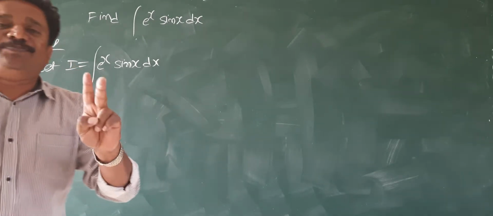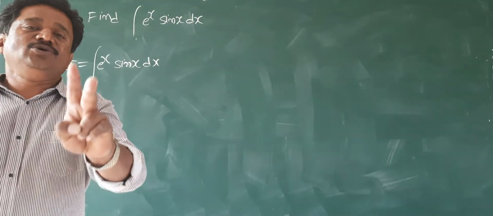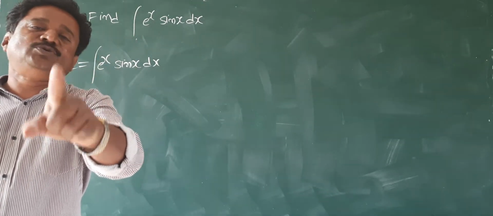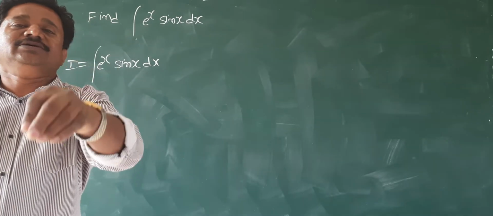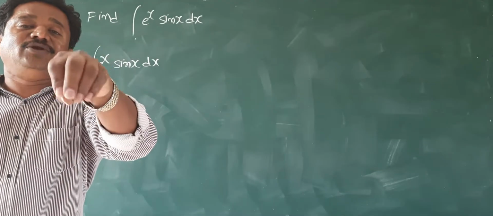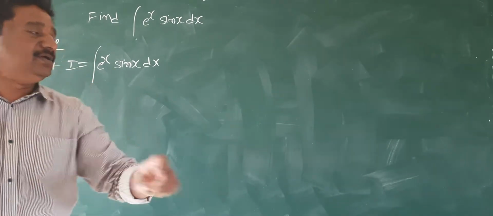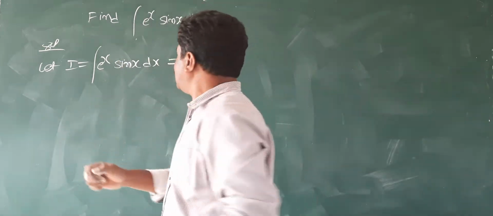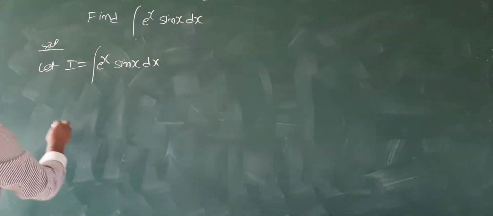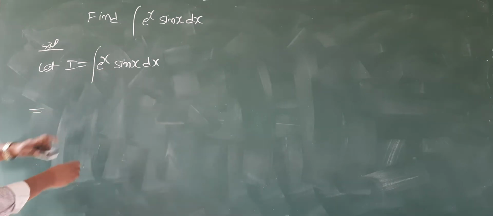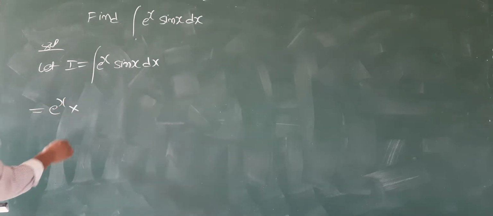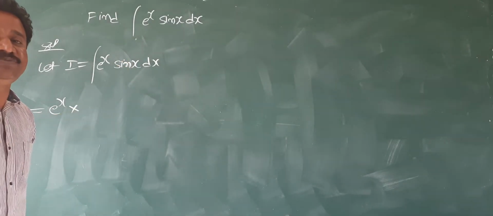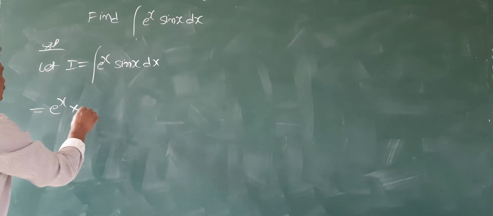Now, how many times is parts required? 2 times. You apply parts 2 times and then see. Surely, you will realize why we need to apply parts 2 times, right? Apply parts. Tell me parts: first function into integration of second. Which is first? E power x. Second is sin x. Integration of sin x is minus cos x.